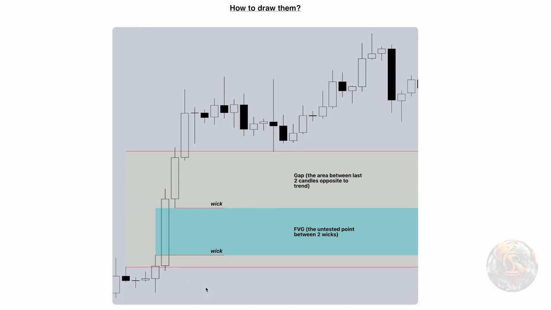So find an uptrend, find your most recent red candle at the top of it, then go back to the start of the trend and find your most recent red candle right before the trend started. Draw the area between the two, that is your gap.